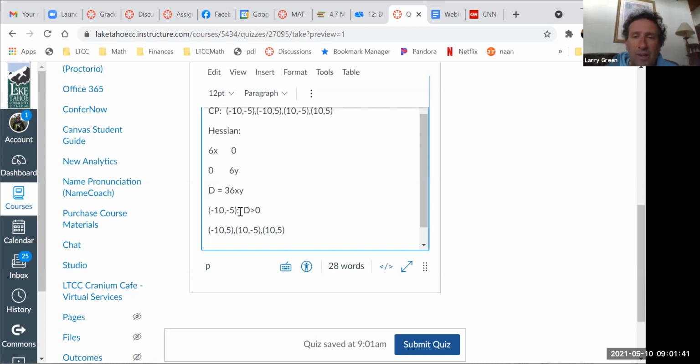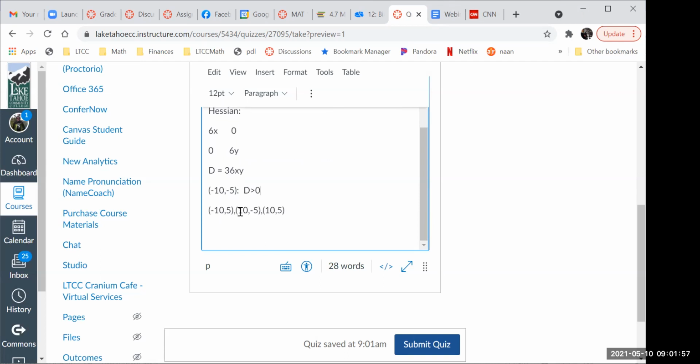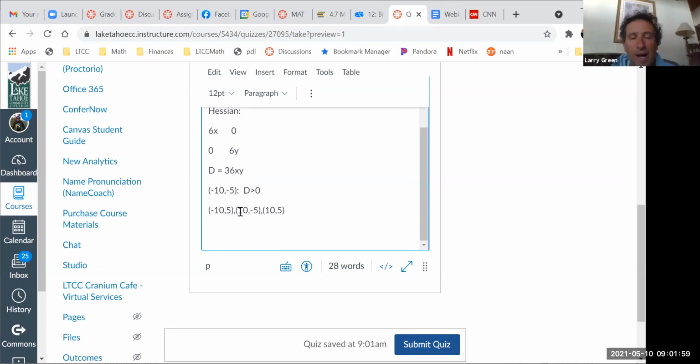All right, what does that tell us? So who remembers what it tells you when D is positive? That it has potential to be either a maximum or a minimum. Exactly. When D is positive, it's a maximum or a minimum. Okay. So what's the next thing you have to check to decide whether it's a max or a minimum?